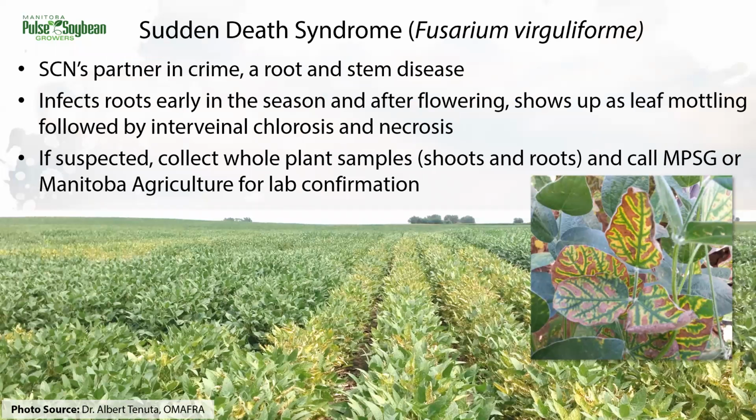Before I let you go, I do want to talk about SCN's partner in crime, sudden death syndrome, which is a root and stem disease. So this disease is infecting roots. It's getting in through those wounds that SCN has created, but symptoms do show up above ground after flowering. So the symptoms are this leaf mottling, where the leaf veins remain green, and then the spaces between the veins turn yellow and then eventually die off.